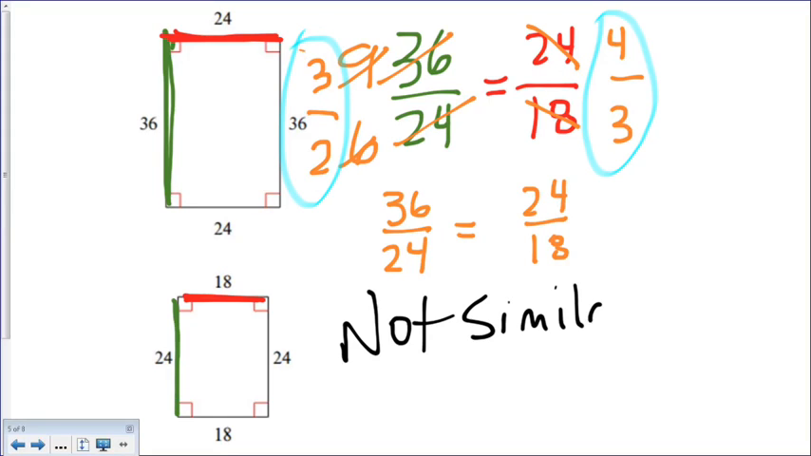Because you can see the ratios are different for the two shapes. Okay? So that's part one of your work. Just to remind you, I wanted to go through it again, and we'll do more work on this in class tomorrow, okay?